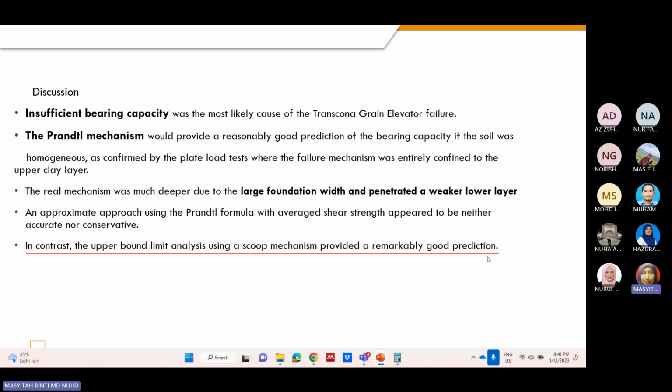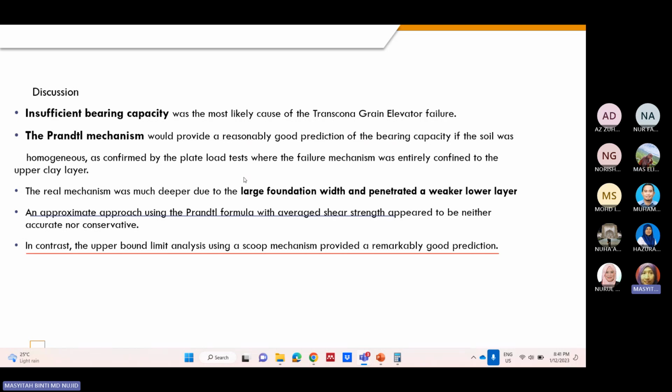So how can we have the discussion from the case study, the insufficient bearing capacity, the most likely cause of the Transcona grain elevator failure. The Prandtl mechanism would provide a reasonably good prediction of the bearing capacity if the soil was homogeneous, as confirmed by the plate load test, where the failure mechanism was entirely confined to the upper clay layer. So this is the case where we assume the failure happens only in the upper part, according to the soil investigation report.